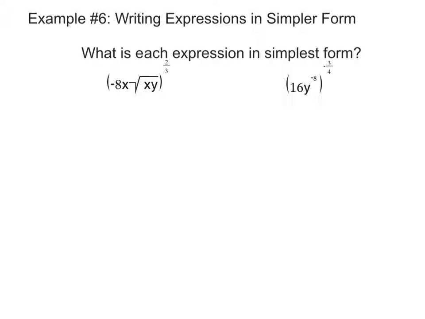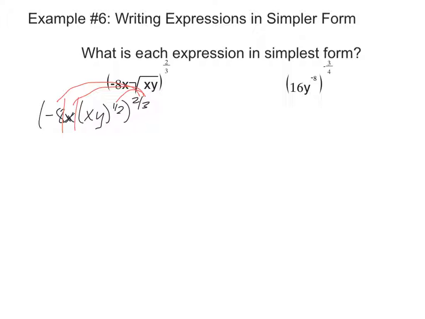The very first thing I would do is change this radical to an exponential form. So this is really negative 8x times xy to the 1/2. And then this is all being raised to the 2/3. Okay, so then we can split and distribute. So I'm going to split the negative 8 from the x and the x from the xy. And that's being raised here to the 2/3, 2/3, and 2/3.